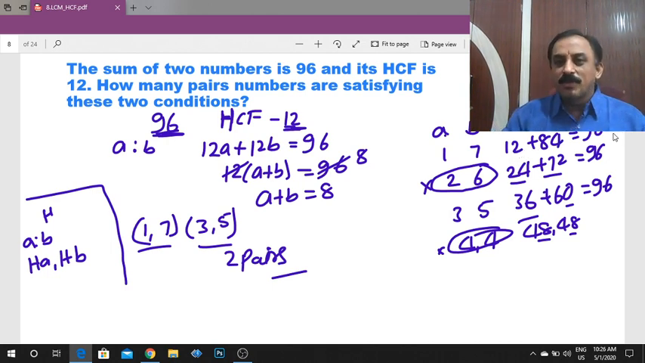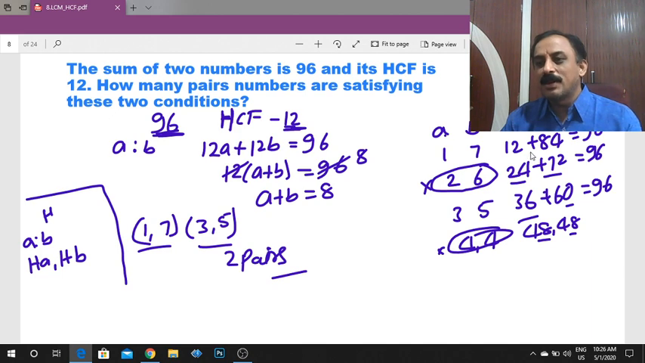The sum of these two numbers is 96. 12 plus 84 is 96. Then what is the HCF of 12 and 84? Both the numbers are divisible by 12. Okay, 12 is the HCF.